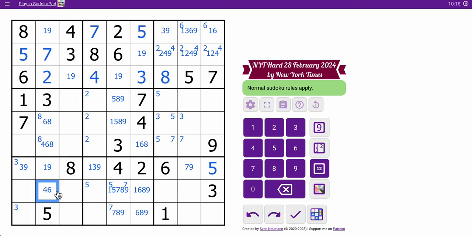One, three, seven says I need 2, 4, 5, 6, 8, 9 for the box. This is 2 or 4 only because it sees 5, 6, 8, 9. They can all be 2 or 5 or 6. 2, not 4. Well, they can't be 7 either. 9, but this isn't 9.